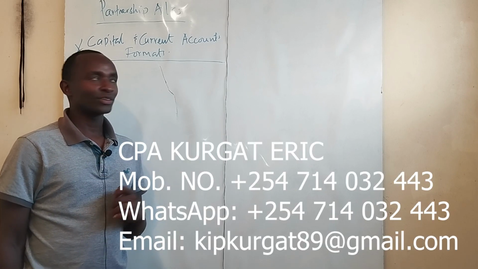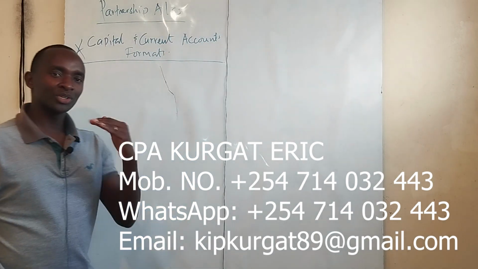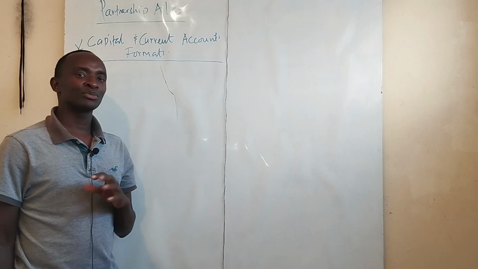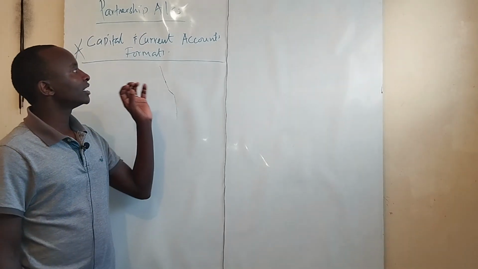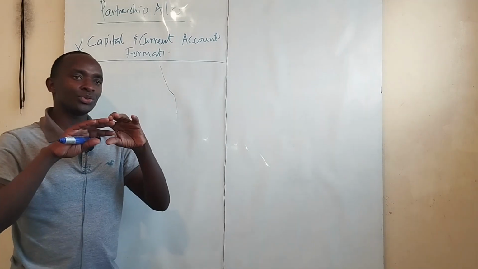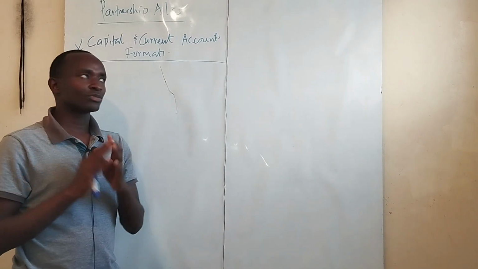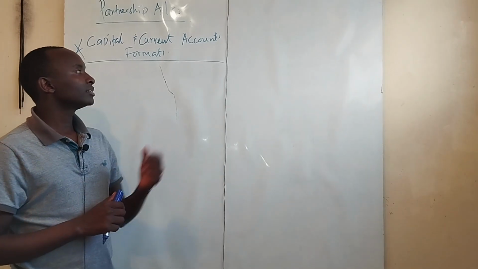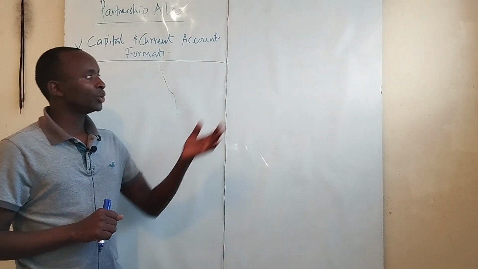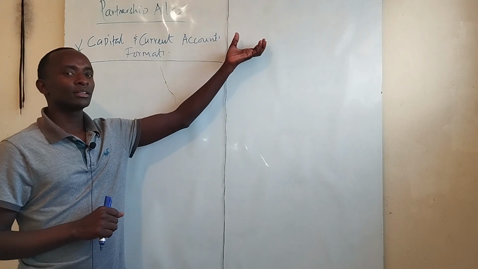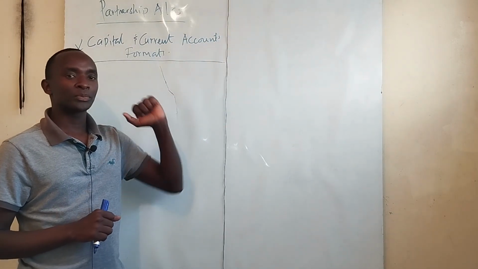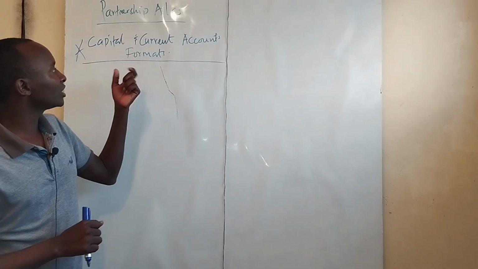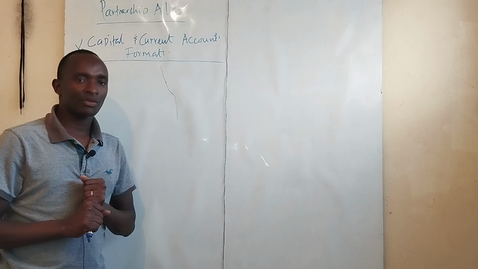This is part 3 of the partnership accounts. I'm going systematic so that you get to understand this one, and I'm trying as much as possible to use simple language and to make sure that you capture most of what is required of us from the partnership accounts. So ladies and gentlemen, in our previous session, part 2, we looked at the format of the profit and loss appropriation account. So today in this session we are going to look at the capital and the current account formats.